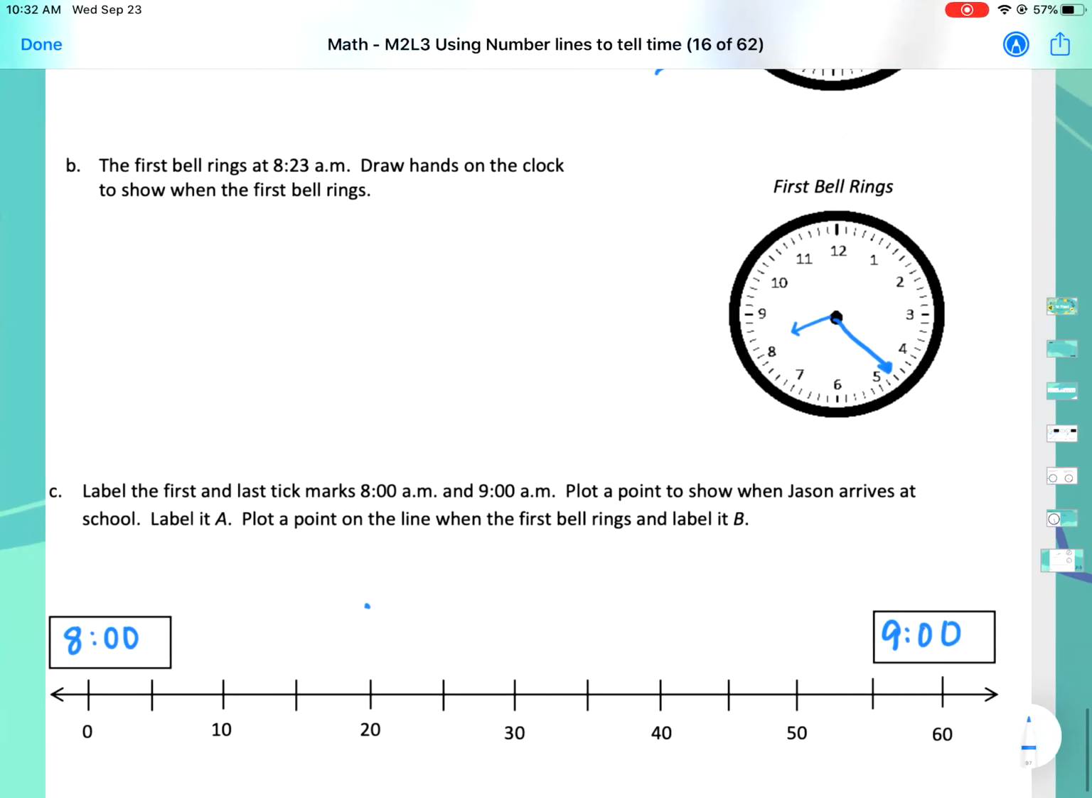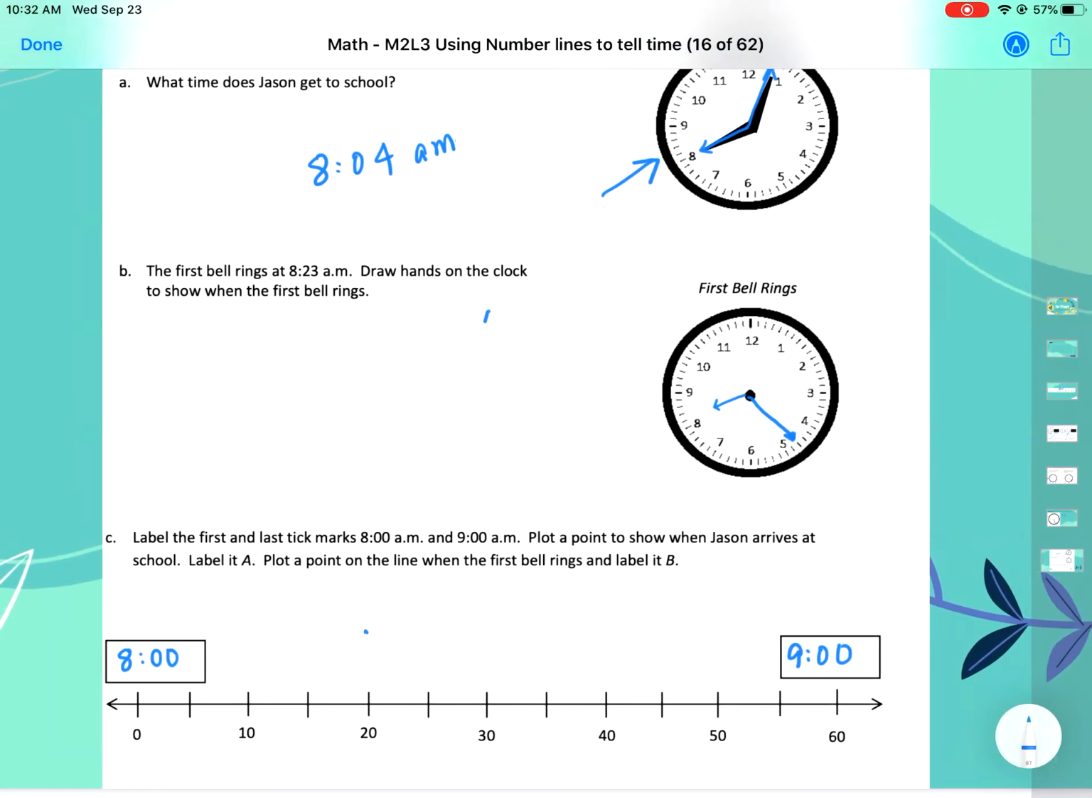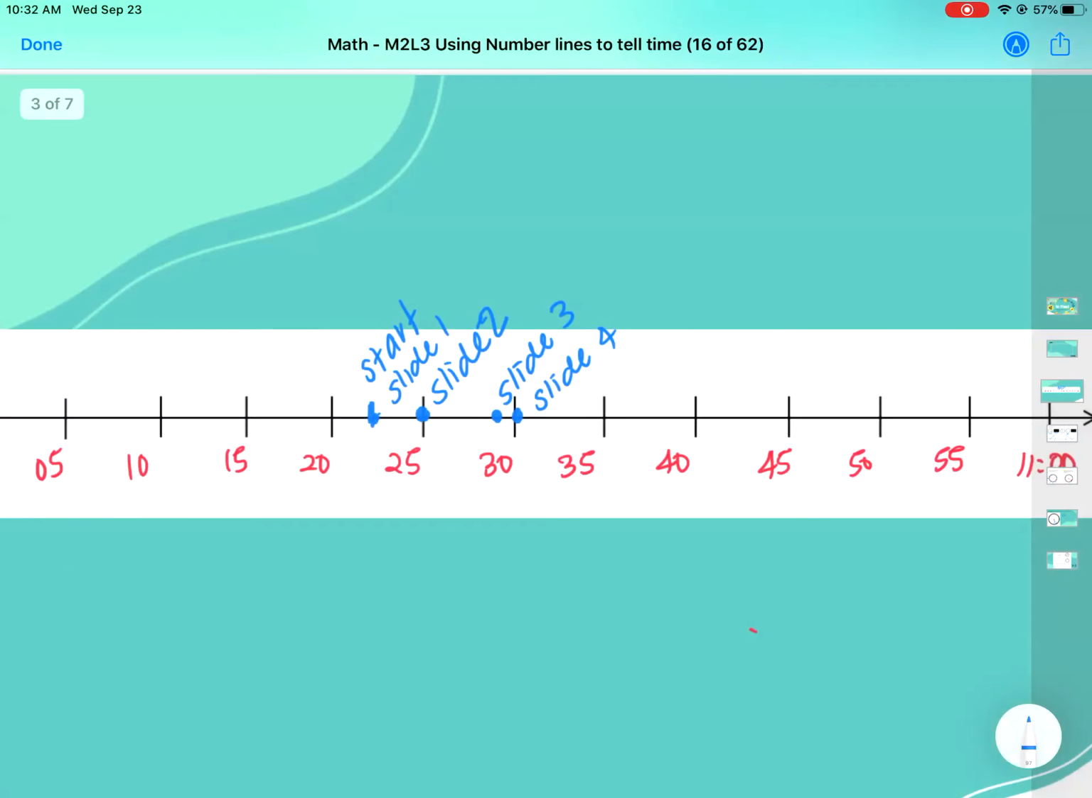And plot points to show when Jason arrives at school, label it A. So when did he arrive at school? He arrived around 8:04, so it's going to be somewhere here, and it says label it A. And plot a point on the line when the first bell rings and label it B. So the first bell rang at 8:23. It's about somewhere here, and I'm going to label it B. So that's how simple my last question is. Now I'm done with all questions. I'm going to go back to my number line once again, and I'm going to label my time. Right now it's 10:32, and I'm going to say finish.